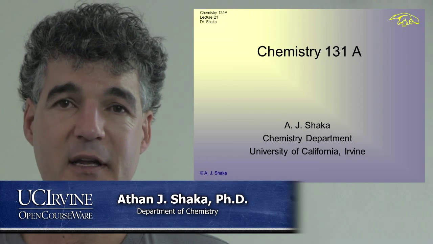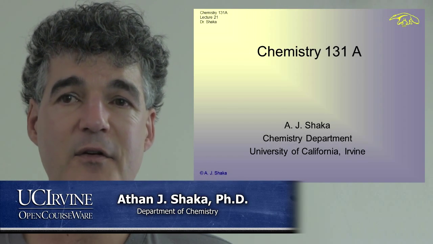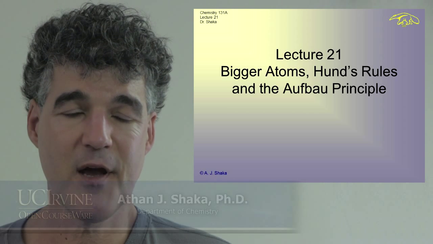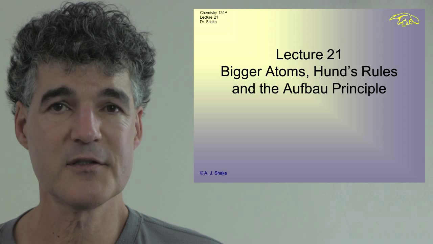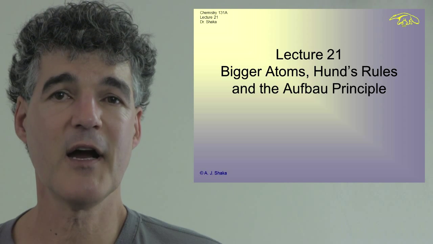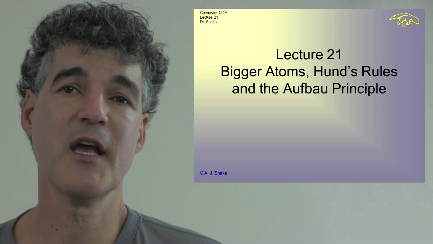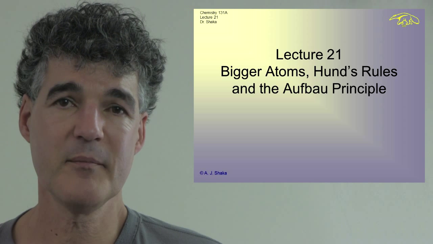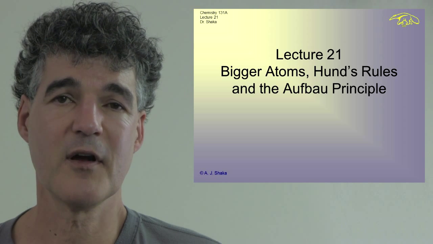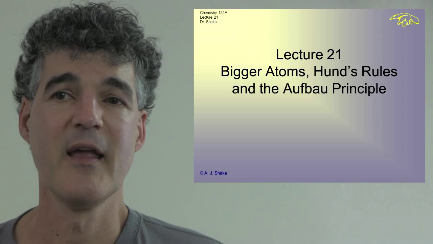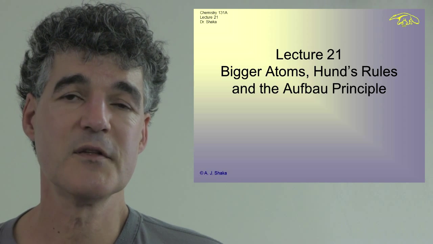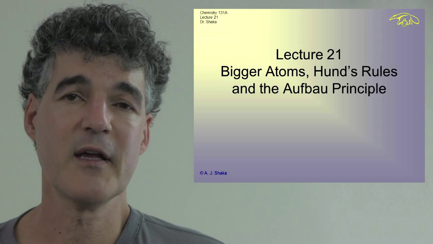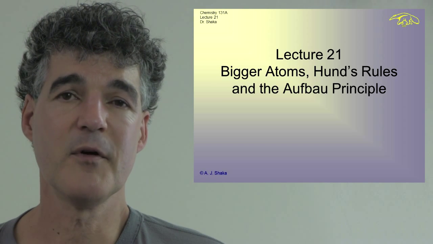Today's lecture in Chem 131A is going to be about bigger atoms, not just 2 electrons, Hund's rules, which are some rules to figure out the most stable state of an atom when it can have different kinds of electron configurations, and the Aufbau, or building up principle, which is the basis for putting atoms on the periodic table.